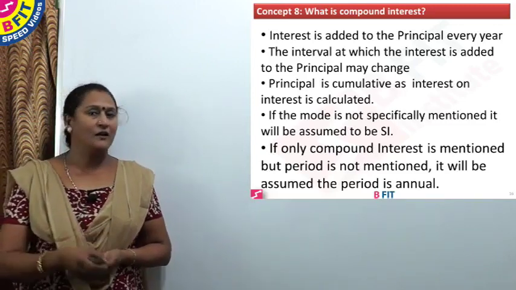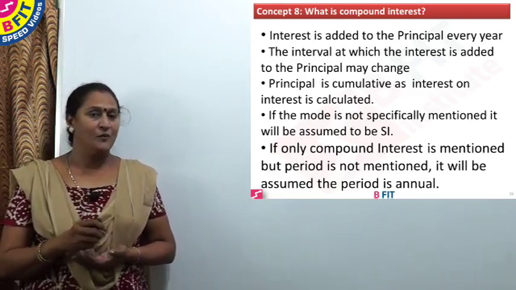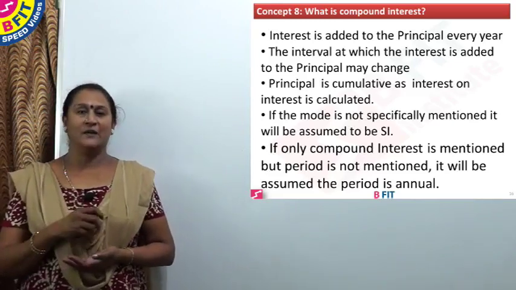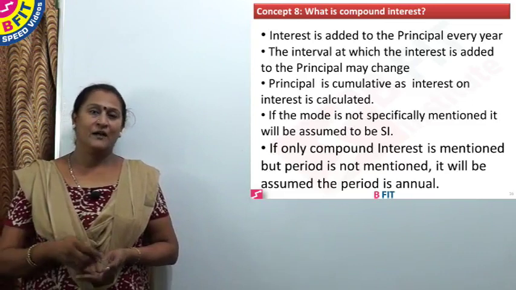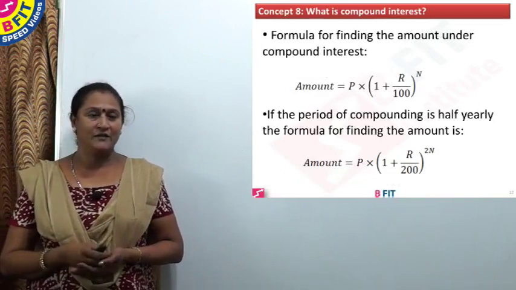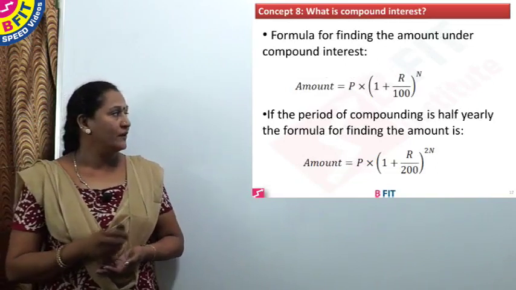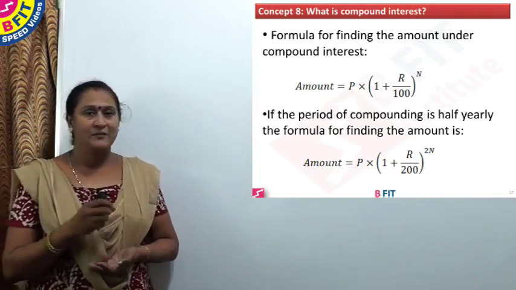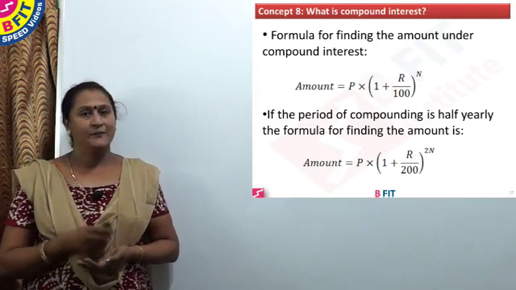So we'll see how to calculate the amount and interest in compound interest. In simple interest, we had a formula to find the interest itself, that is simple interest equals PNR by 100. But for compound interest, we have the formula to calculate the amount, and from that we can calculate the interest also. The formula is amount equals P into 1 plus R by 100 whole power N. As mentioned earlier, P is the sum of money deposited, N is the period for which the amount is deposited, that is the number of years, and R is the rate percent.